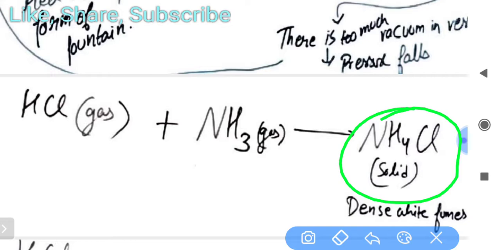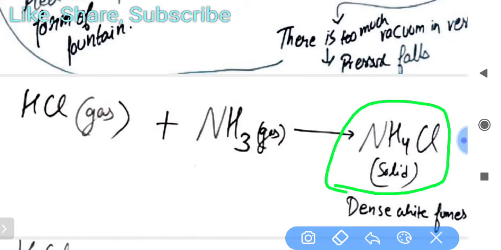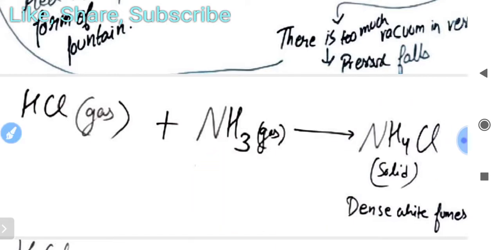This question can be asked: one compound which exists in all types of bonds, covalent, ionic, and coordinate. You have to keep in mind that ammonium chloride is the compound, because this question can be asked in the exam. Ammonium chloride is the compound which has all three types of bonds which you studied in your previous classes. So keep that in mind.